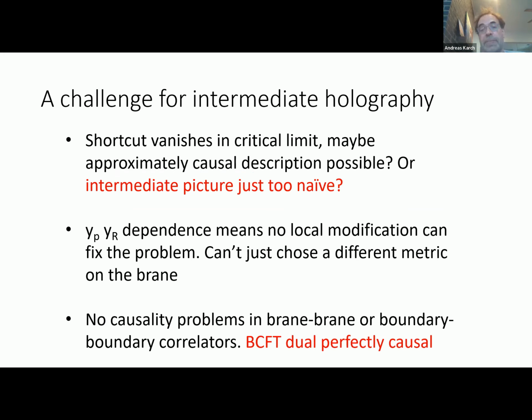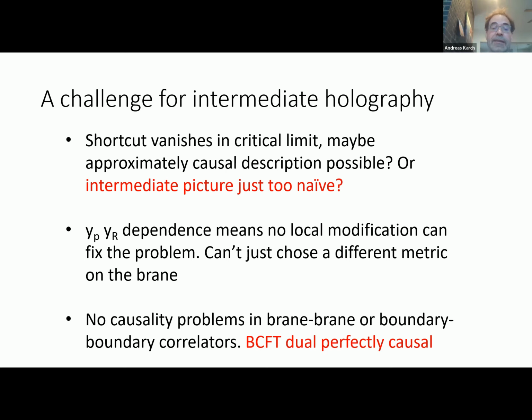The y-dependence means that you can't locally mess around with the description on the brane, say, changing the metric on the brane, maybe I got the curvature radius wrong. None of this helps, because you need to do something on the brane which depends not just on the physics of the brane, but also on the point in the bulk to which you eventually want to send the signals. You'd have to do something question dependent, depending on what correlation function you want to calculate, you have to do different modifications.